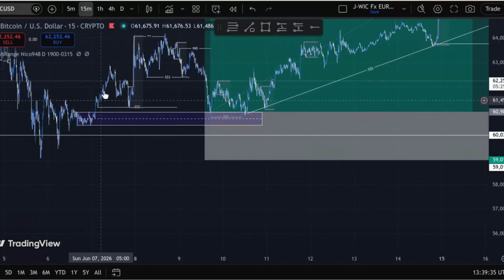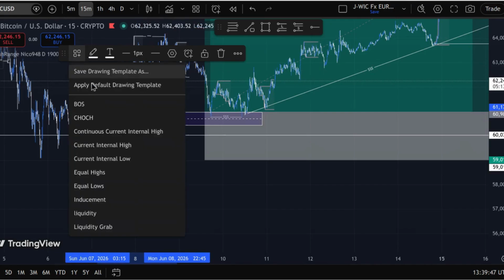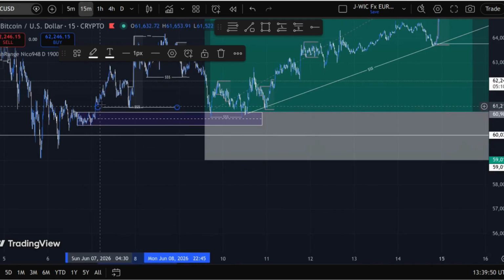Look at this impulse move here. Now you spot your inducement here first of all. That's when the market was moving that time. You spot your inducement here. Spot your inducement there. All right.